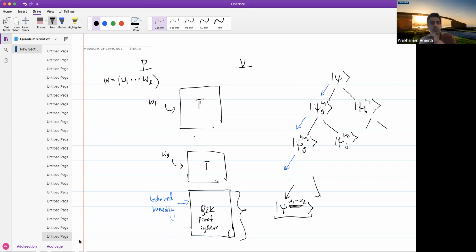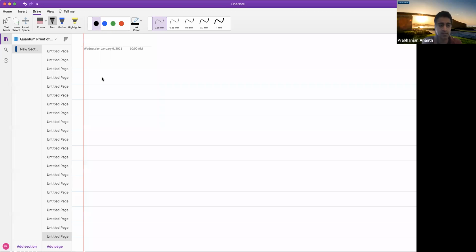So this is sort of the template for our proof of knowledge system. There are a few things I didn't tell you. The first is what sort of properties we need from OT.